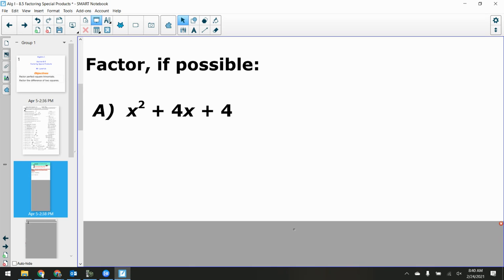I've got x squared plus 4x plus 4. Now, is this an easy type or hard type factoring? And somebody tell me how you know whether it's an easy type or hard type. John? Easy. How do you know? There's no number in front of the x squared.